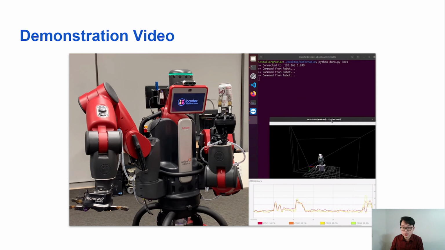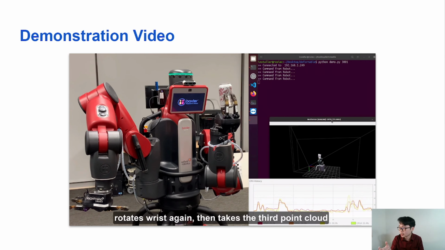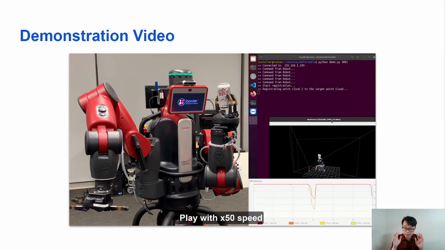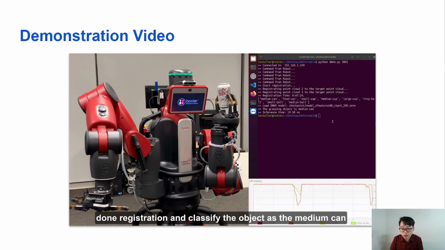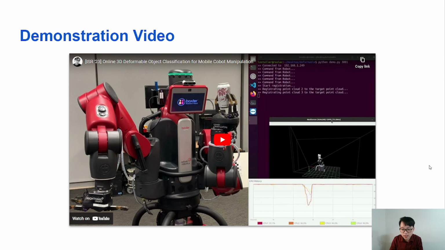First, it communicates between the computers, and then rotates its hand to take the deformed object in multiple views. After taking these views, it registers all the point clouds into one. Once it has the registered point cloud, the point cloud is passed into the network to classify what object it is holding. For example, in this scenario, the object is classified correctly as the medium can.